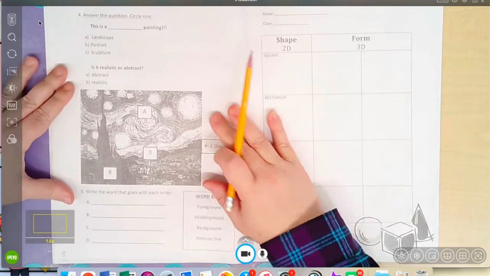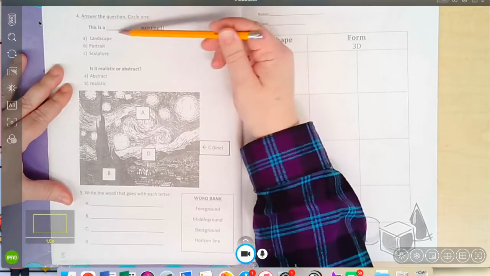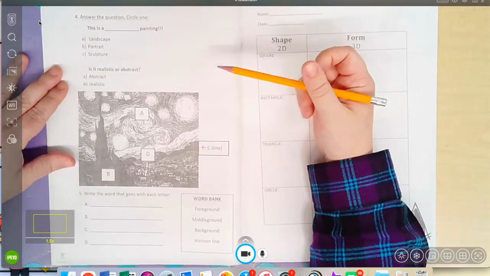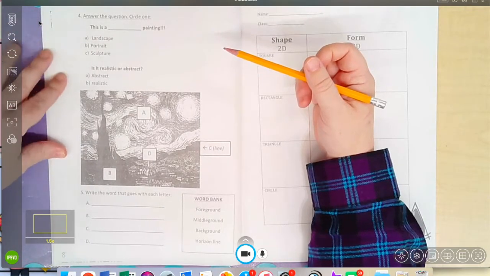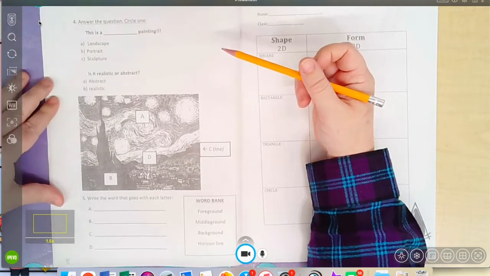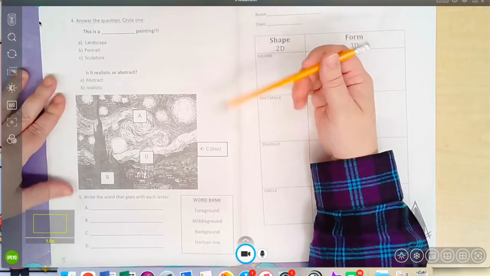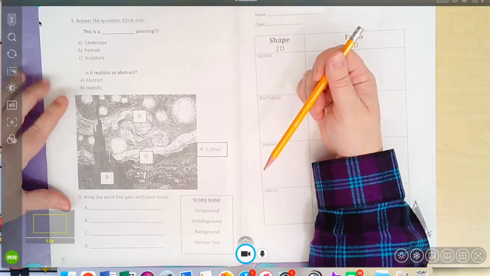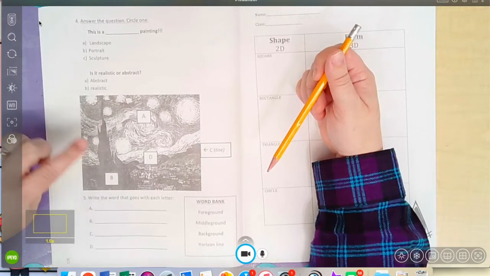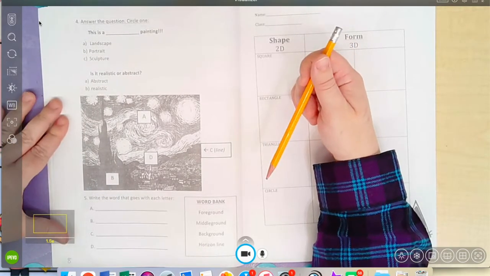Okay. This is a blank painting. So, is it a portrait, a sculpture, or a landscape? Okay, circle your answer. Is it realistic or abstract? Ooh, now we're going back a ways. So it's talking about this picture. Is it realistic or is it abstract?